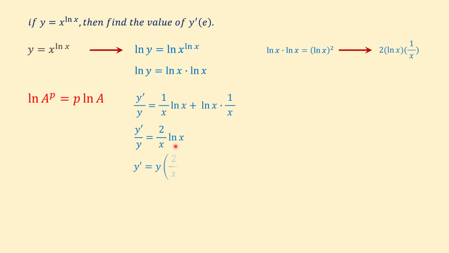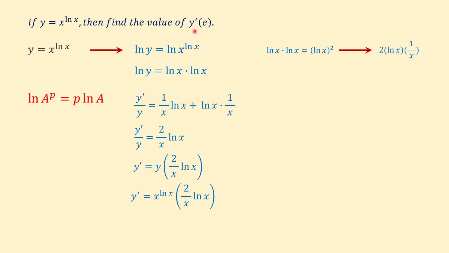The last step for finding the derivative of this function is to multiply both sides of this equation by y to get rid of this y in the denominator. y prime will be equal to y times 2 over x ln of x. And what was y? y was the original function. So y prime can be rewritten as x to the ln of x, the original function, times 2 over x ln of x.